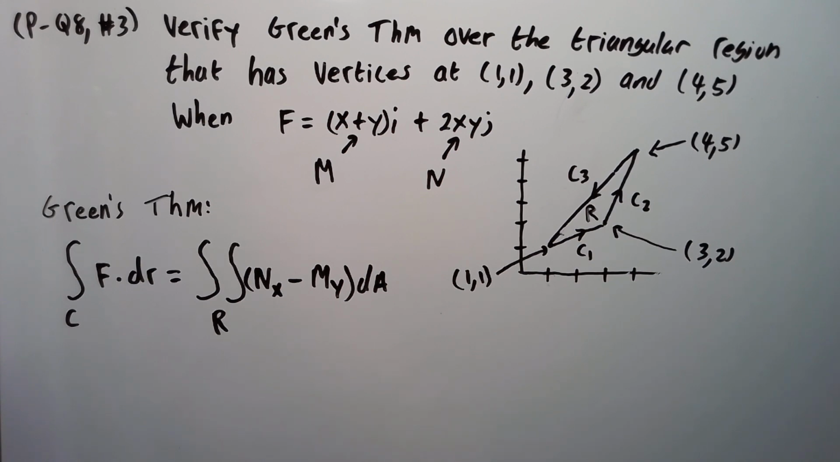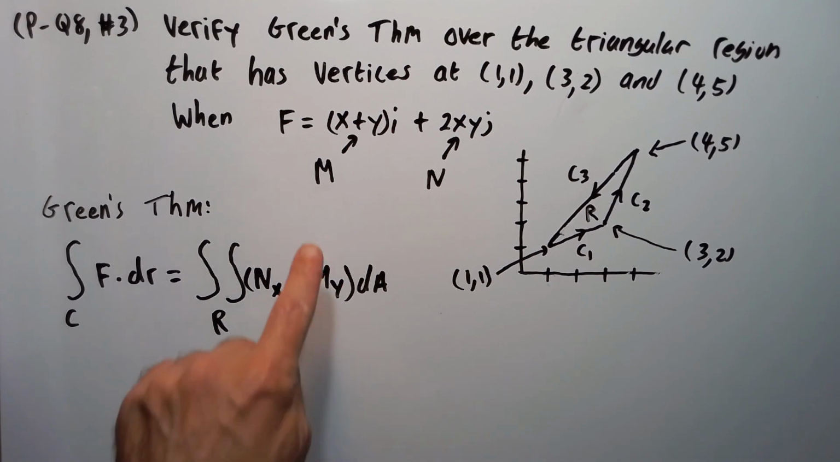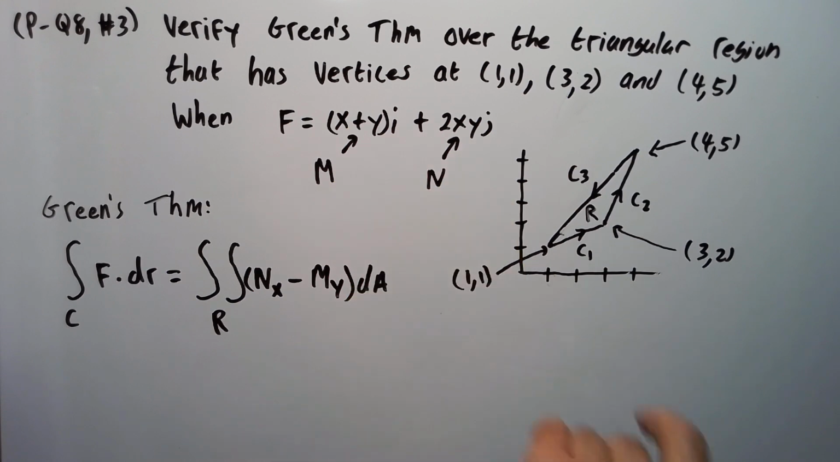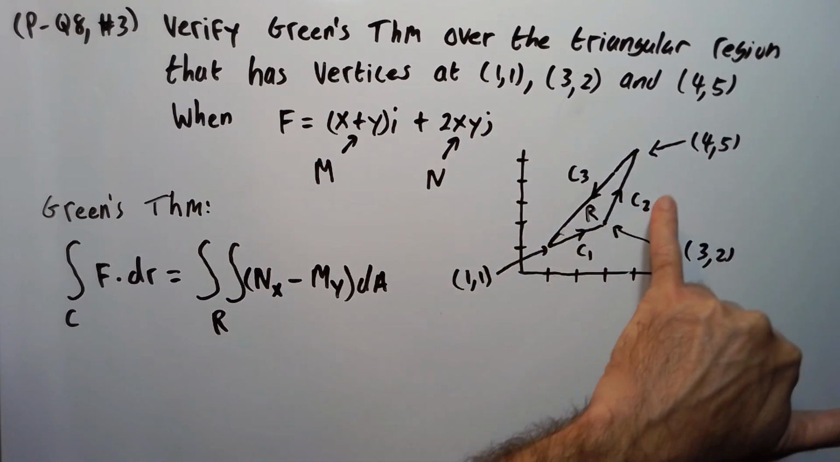Okay, so let's look at an example. This is from practice quiz 8, number 3. It says verify Green's theorem over the triangular region that has vertices at (1,1), (3,2), and (4,5) when F is equal to (x plus y) i plus 2xy j. So this would be your M, the x plus y, and this would be your N, the 2xy. I've graphed these 3 points. It's a triangular region here.